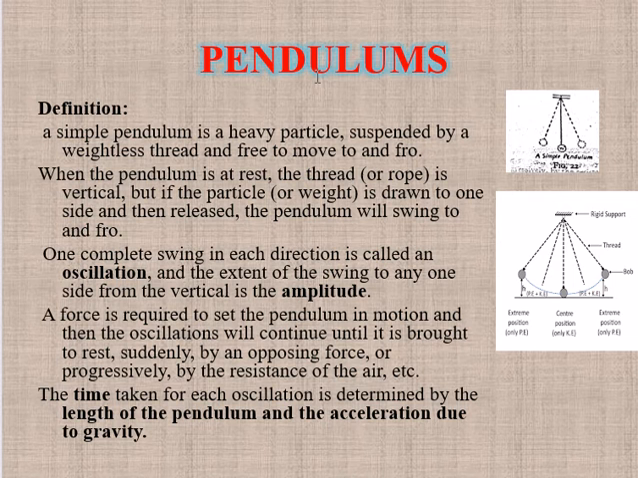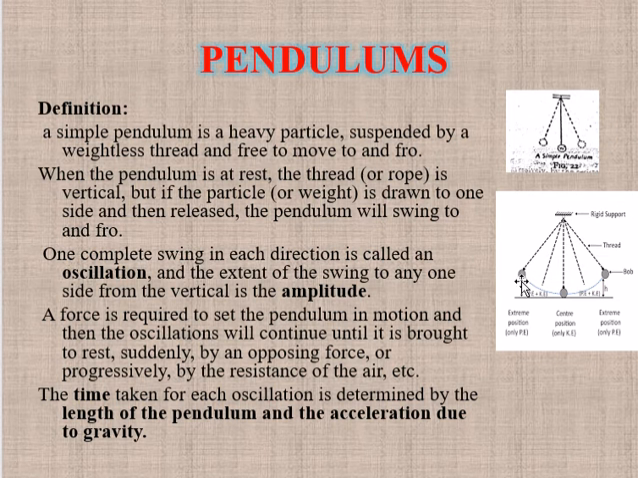Pendulum. What is a pendulum? Basically, if you look at the definition, a simple pendulum is a heavy particle suspended by a weightless thread and free to move to and fro. When the pendulum is at rest, the thread or rope is vertical, but if the particle is drawn to one side and then released, then we will see that the pendulum will swing to and fro.